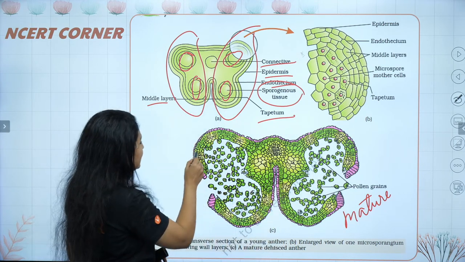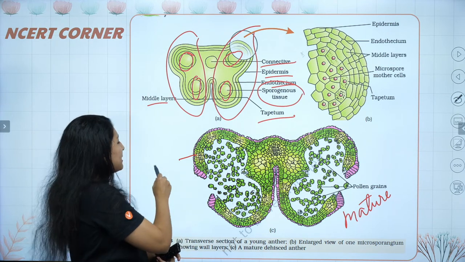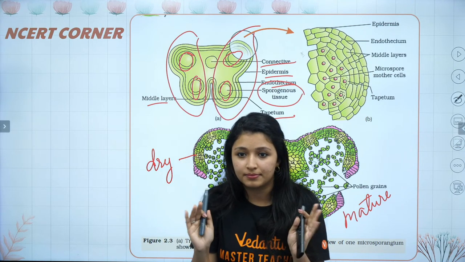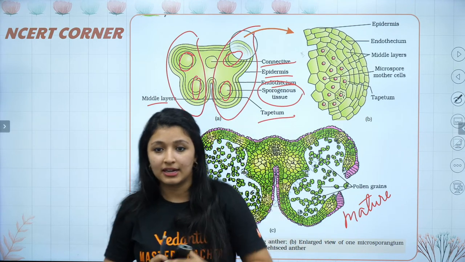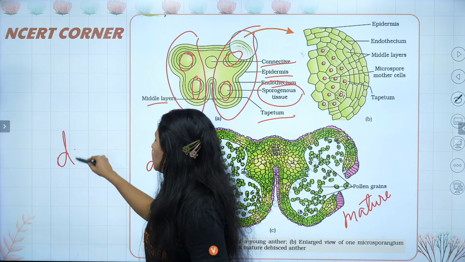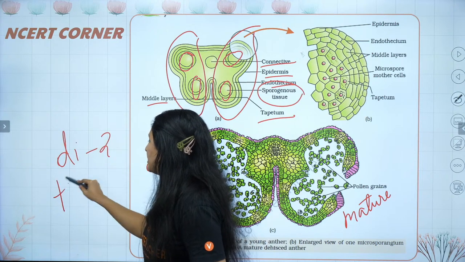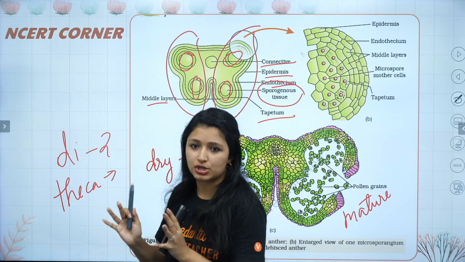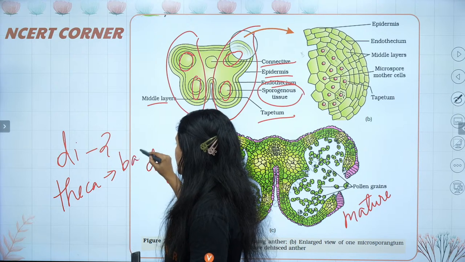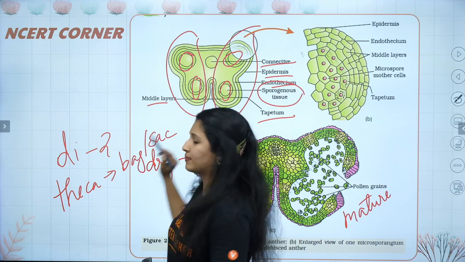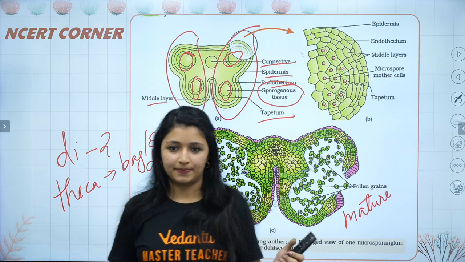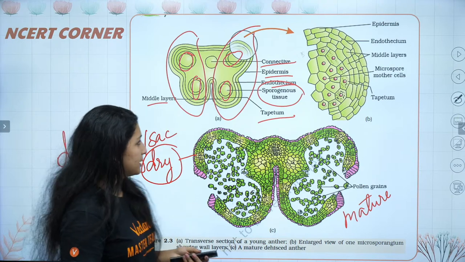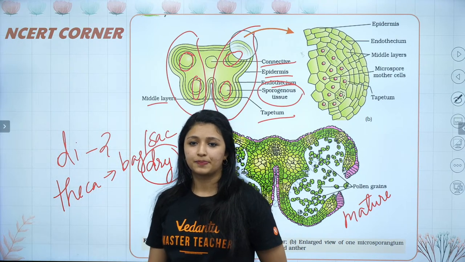You see, these wall layer cells become very dry and they pop. Ditheca means two thecas. Di means two and theca means some bag-like structure or holding structure. Theca means a bag or a sack. So when there are two, yes. Awesome. I just separated this so that you won't get confused.